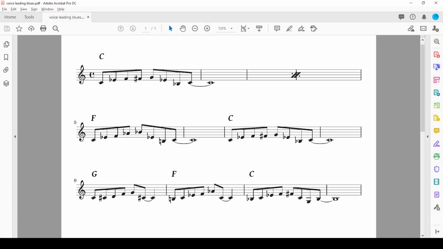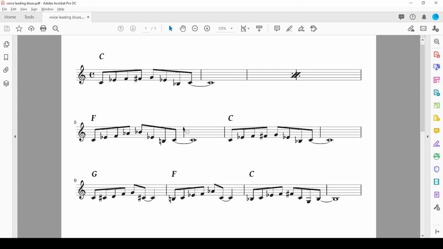I've gone ahead and typed up a short little 12-bar blues that uses this. It's going to be a lick using the C blues scale. I'm going to repeat that lick. Then we're going to shift over to an F chord. And what I've done to write the lick over the F chord is I've just taken all of the notes of the scale and moved them according to the voice leading that we came up with.